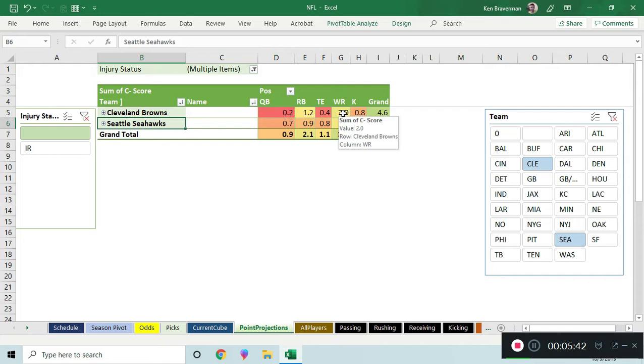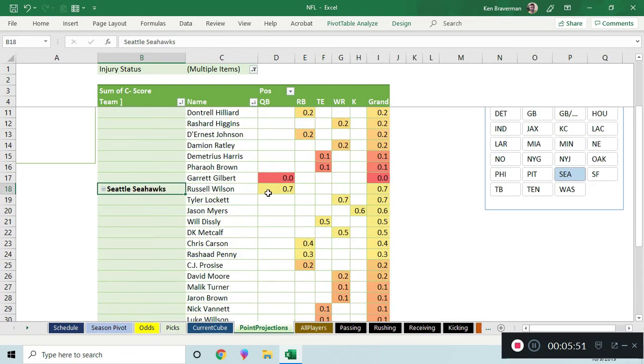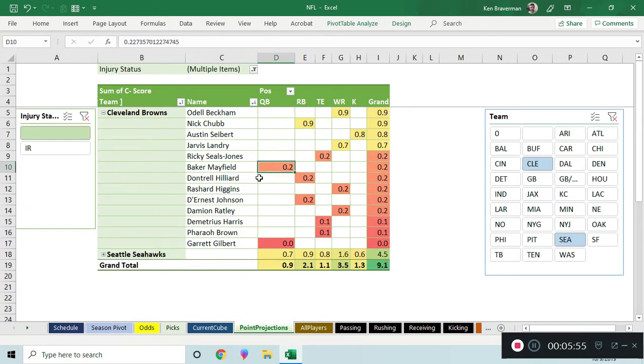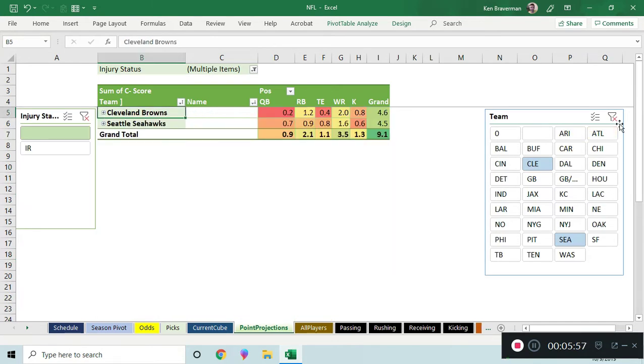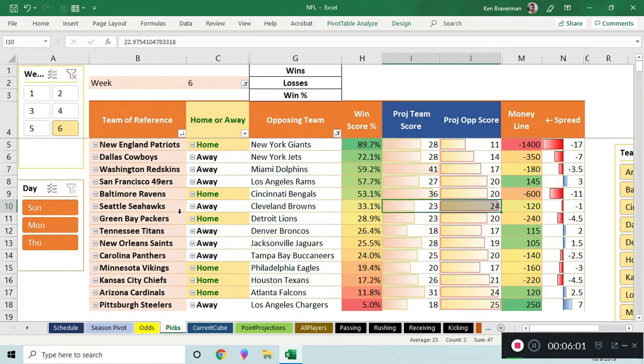But that's where they are taking over when it comes to point projections. You can open this up and see everybody by position and where the points are being scored from. You can see Russell Wilson is this team, compared to the quarterback Mayfield, who's the Browns. Anyway, all right, go back to picks here. So this game gets weird because the Browns might outkick the Seahawks.